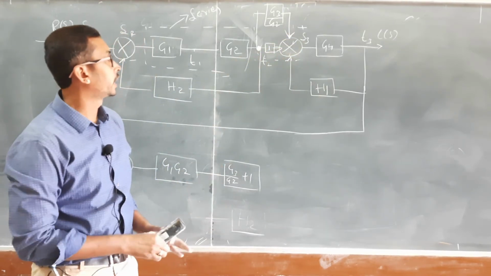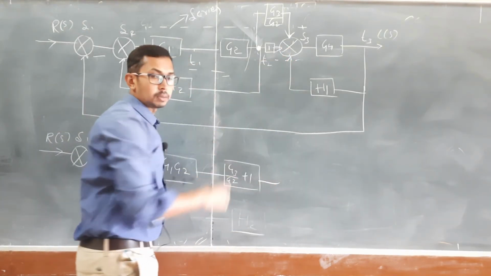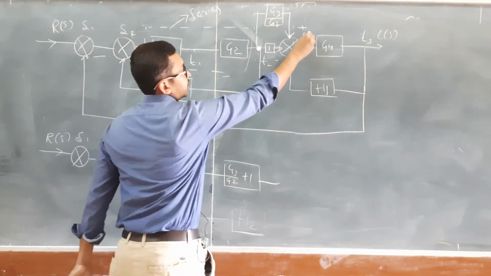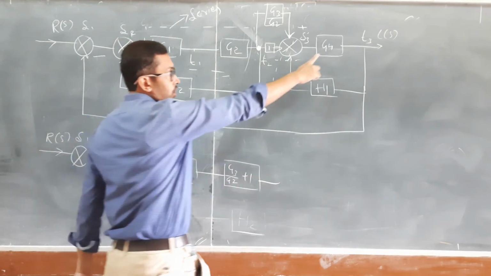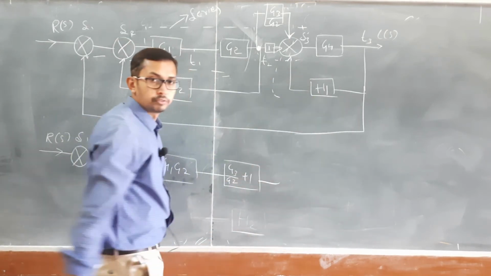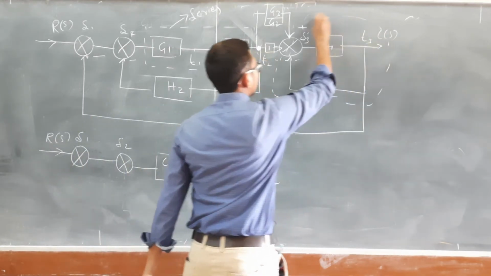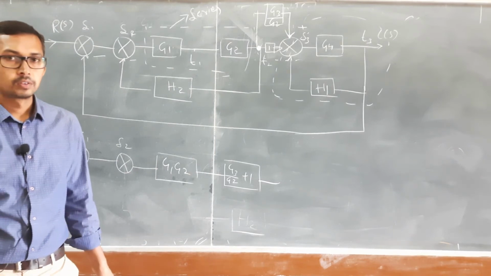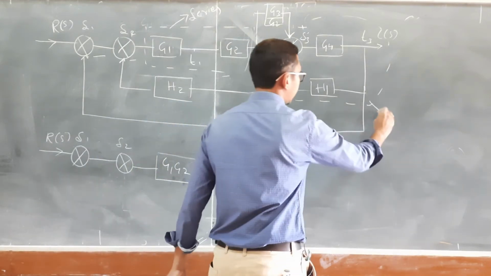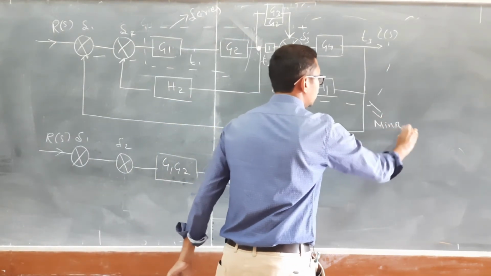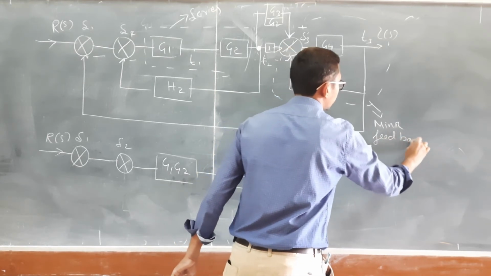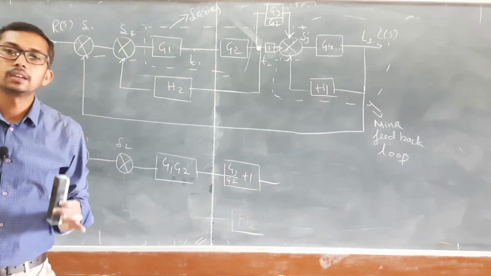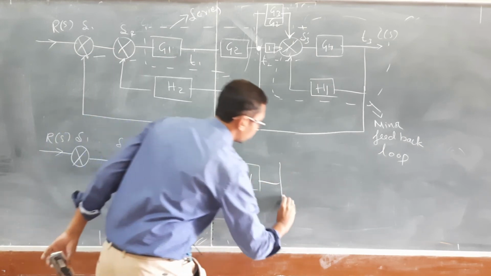How about this one? Next. Here we have a summing point. Okay? So pay attention to this one. In this, we have one summing point, one forward block, and one feedback loop. So what can be done with this one? This can be considered as a minor feedback loop, right? Are you getting this one? So I am going to apply that formula.